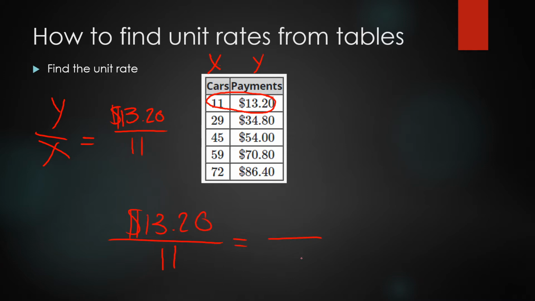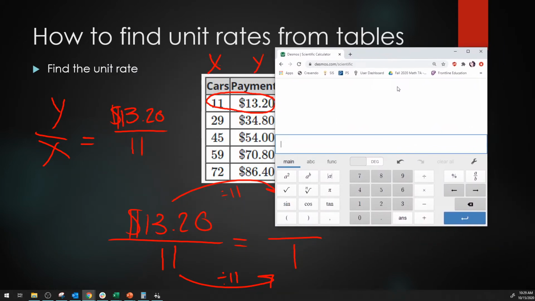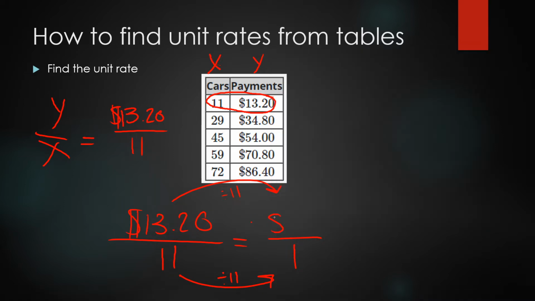Remember, I need a unit rate, which means I need to have a 1 in the denominator. So to do that, I'm going to divide top and bottom by 11. Here's where I would recommend pulling open a calculator to help you. And I'm going to type in that 1320 and divide it by 11. And that tells me I get this 1.2. So that means that the unit rate for this table is going to be $1.20. Okay, so my unit rate is $1.20. I know it's my unit rate because of this 1 in the denominator here.